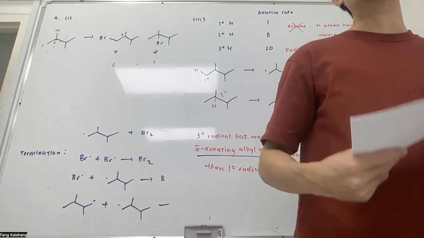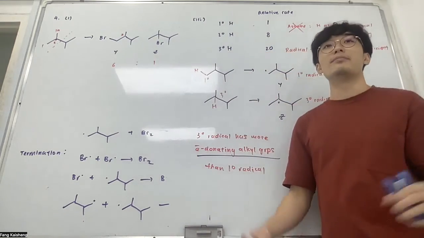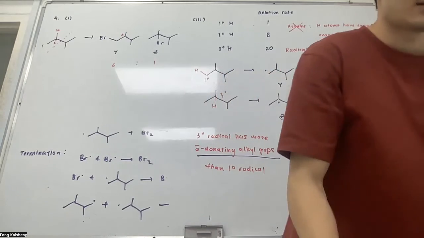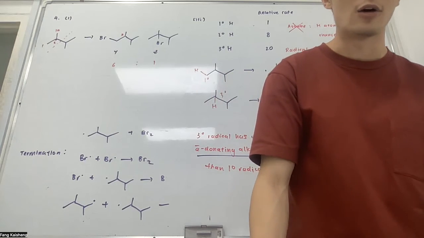Yeah, we are supposed to use these numbers. Remember, this 1, 8, and 20 is only for the hydrogen, but we are now looking at the product. The product isn't just made out of hydrogen, it's made out of all the other stuff as well. So that's why we need to account for that.